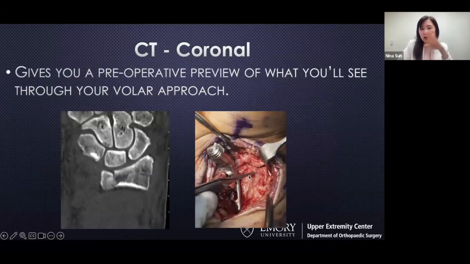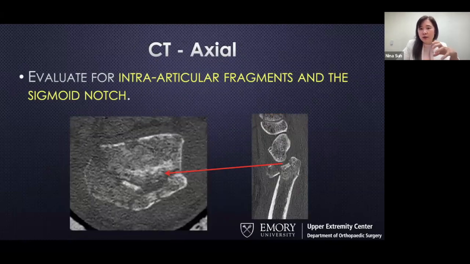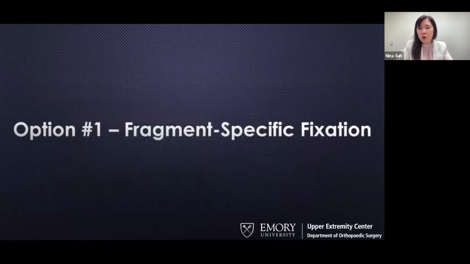Next I look at the coronal CT, and that really gives me a sense of, when I do my volar approach, what am I going to see? These are the fragments I need to see, so that when I'm going in there, I can look out for it. Next, of course, is your axial CT. You want to make sure you look at that because you always have to worry about DRUJ instability potentially, or if you're not going to secure the fragments correctly, that you might end up with some DRUJ incongruity at the sigmoid notch. So that's how I use the CT scan to help guide my treatment preoperatively.